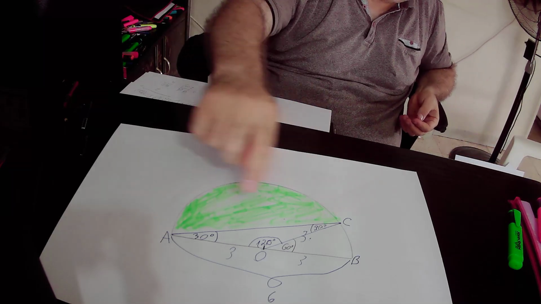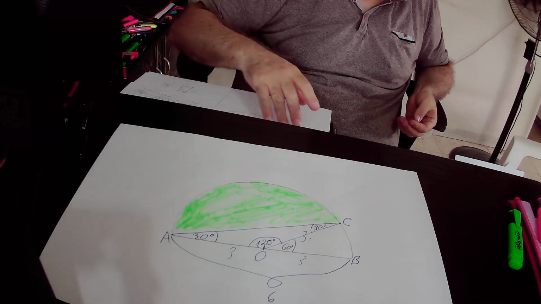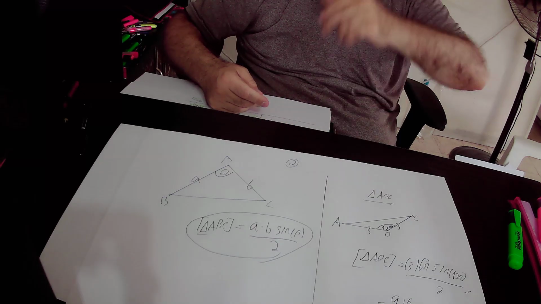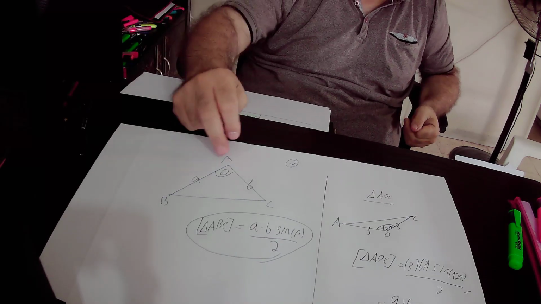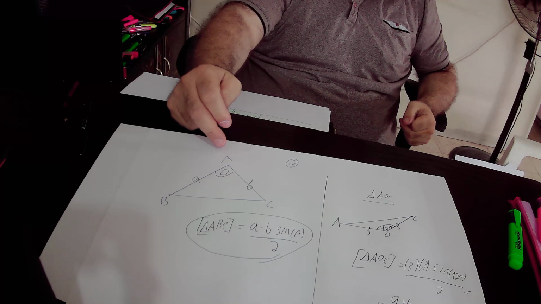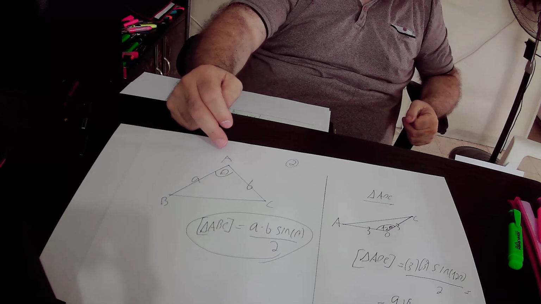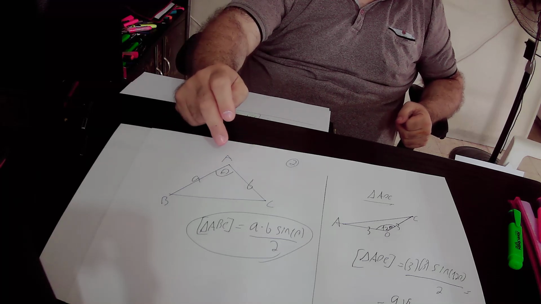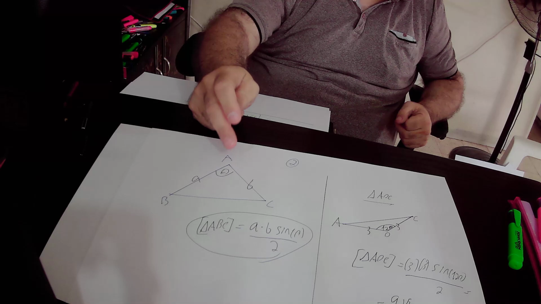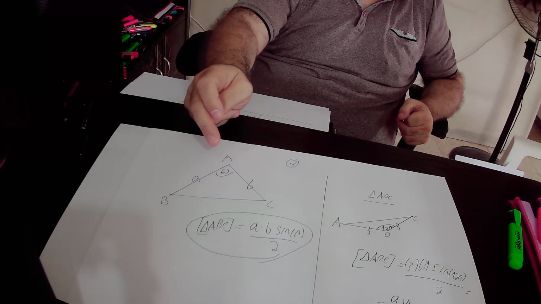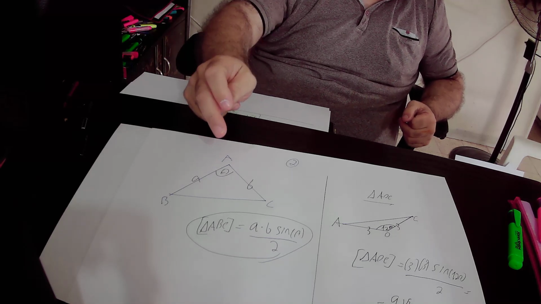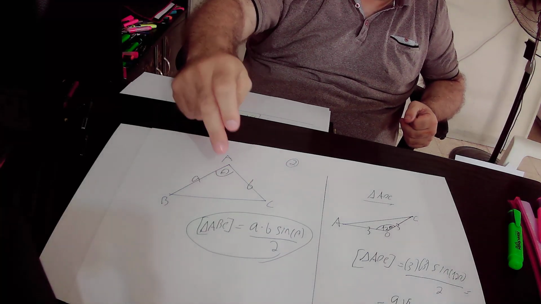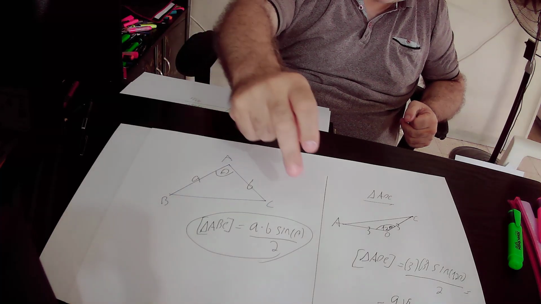What is the area of triangle AOC? Actually, I presented to you a new formula to find out the area of any triangle. The area of this triangle ABC, that could be any triangle. We know that the length of side AB is A units, the length of side AC is B units, and the angle between side AB and side AC is theta. Then the area of this triangle ABC is A times B times sine theta over 2. Again, the area of this triangle ABC is A times B times sine theta over 2.